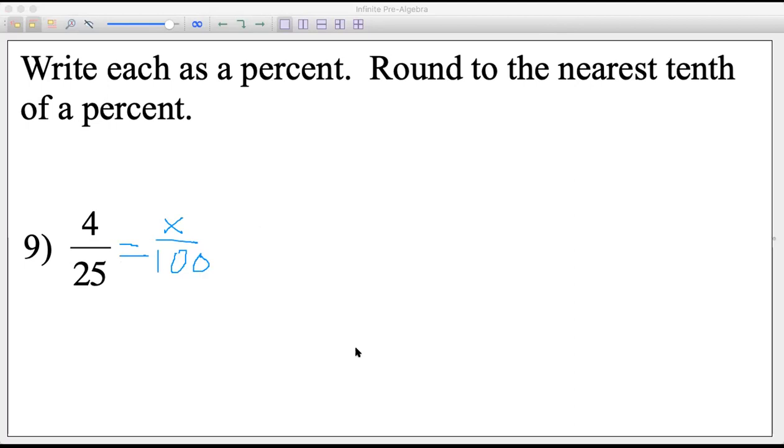Step 2, cross multiply. I'm not going to go into all the steps of cross multiply, but just remember cross multiply: these 2 multiplied is equal to these 2 multiplied. Solve for x, that's step 2. Solve the cross multiplication. Step 3, take your answer from step 2 and add a percent symbol and you are done.